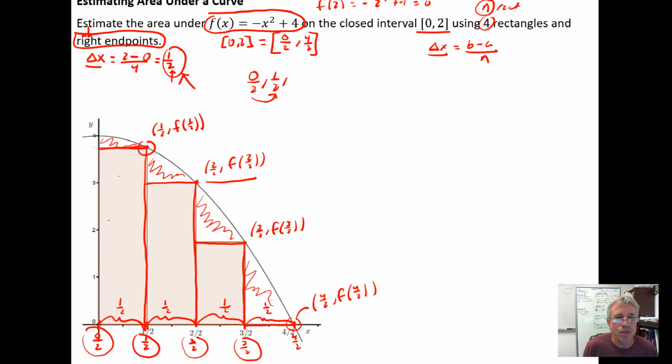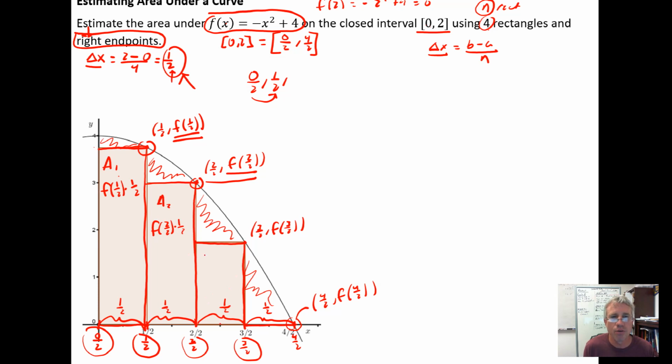So the area of each rectangle is going to be the height of the rectangle, which is the output of this ordered pair. So this first rectangle, call it a sub 1. Its height is f of 1/2. So the area is going to be the height, f of 1/2, times the width. And the width, or base, of that rectangle is 1/2. This next rectangle, its height is going to be f of 2 halves. So the area of rectangle 2 is f of 2 halves times the width, which is 1/2.